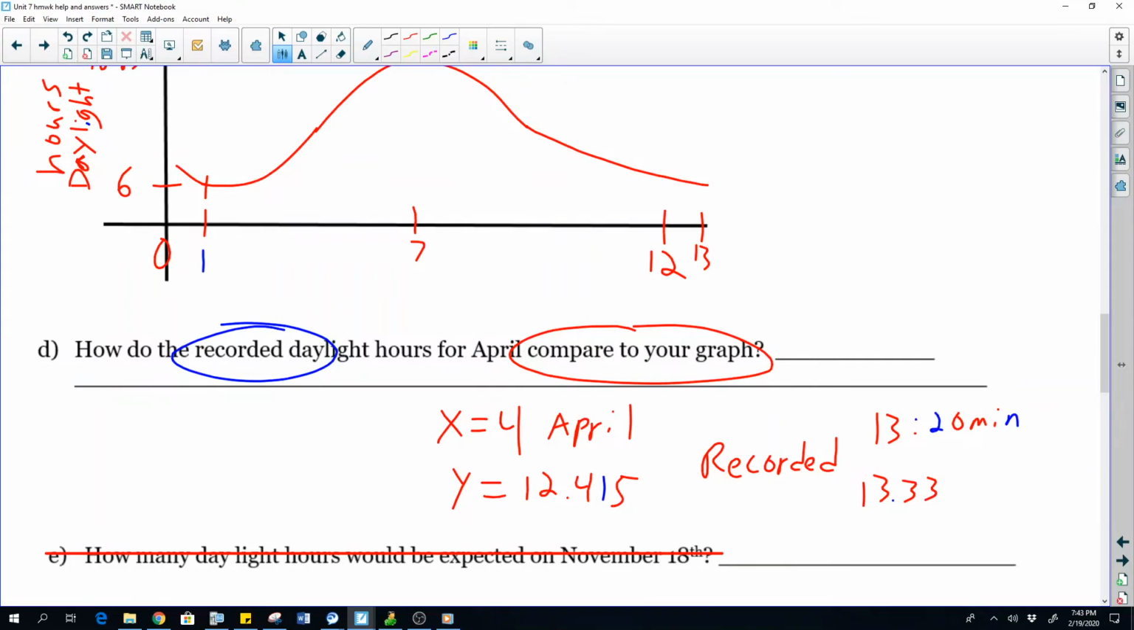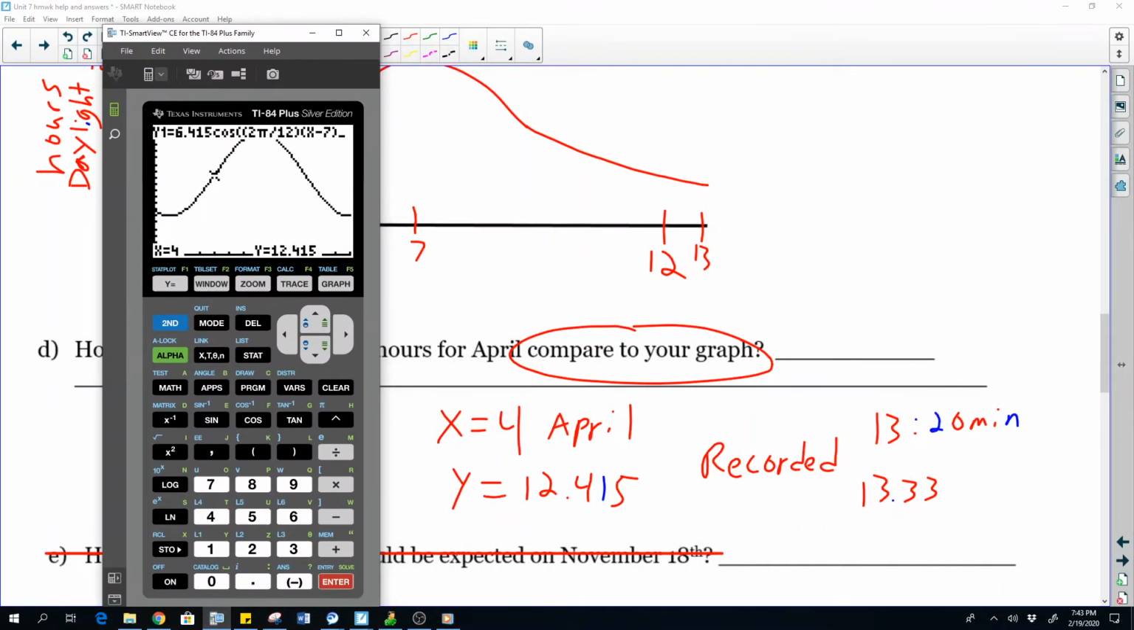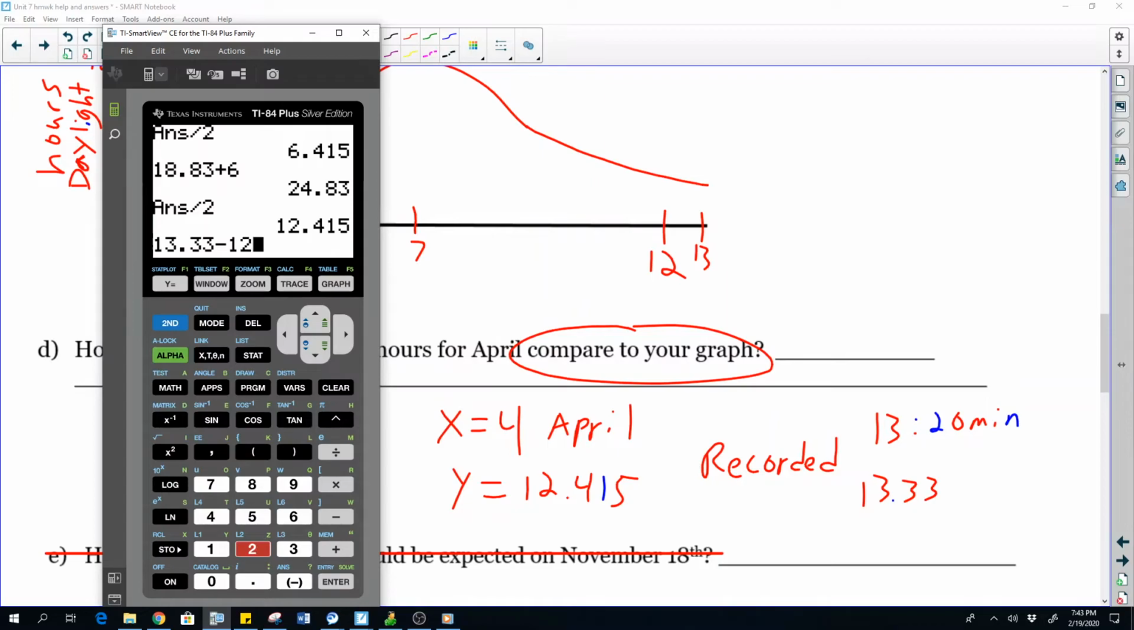We can even do a difference just to be really exact on the test. That'd be freaking awesome. So we're going to go ahead and do 13.33, the recorded amount, minus 12.415, which is our function amount. There we go. So we get 0.915. So we're actually not that far off, right? And so if we actually even times that by 60 minutes, that'll tell us 54.9 minutes.